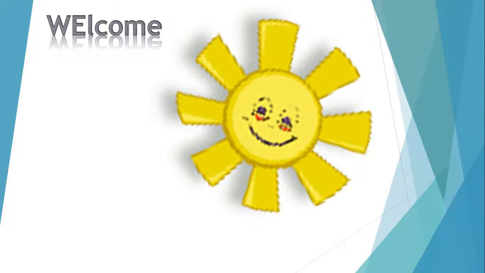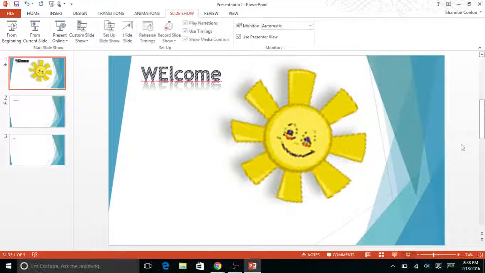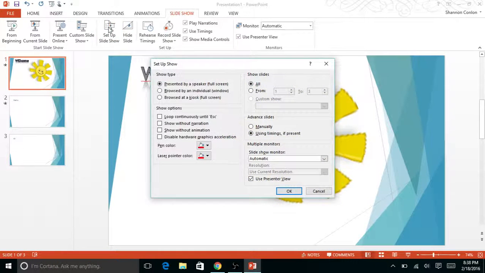Notice I'll need to click next for my sunshine to appear. Anytime I advance, I have to click. This is due to our animations and transitions setup. If you want to rehearse your timings that you've set up with your animations and transitions, you can practice all of it here. If you would like to set up your slideshow differently, just click Set up Slideshow. You can hide slides. You can pick which ones are going to loop, which means they will continuously play until you hit escape.